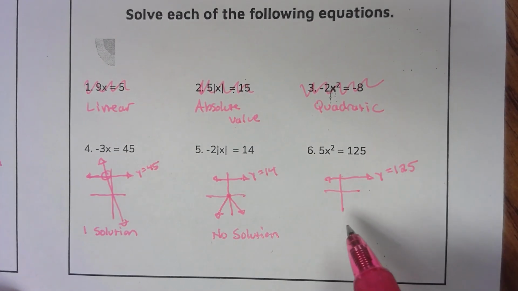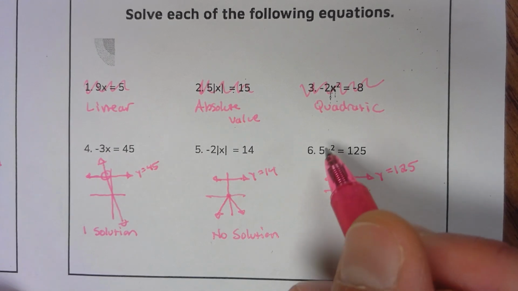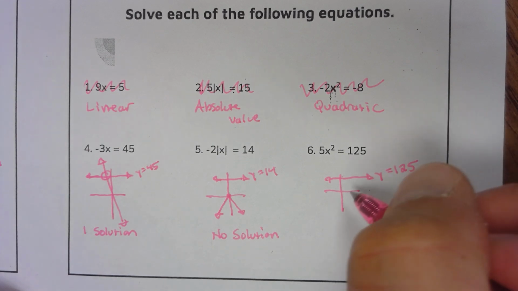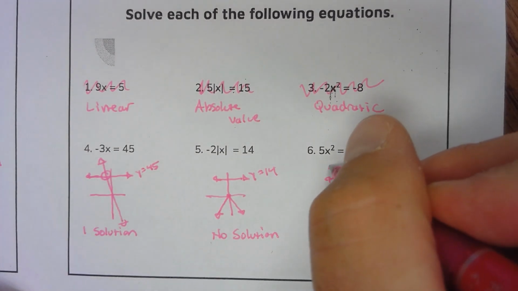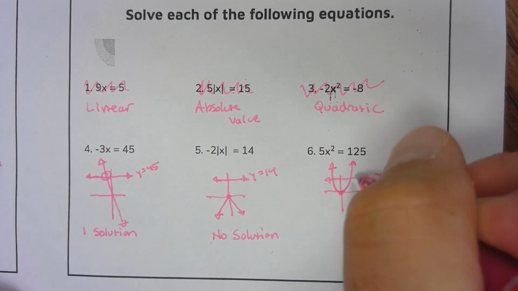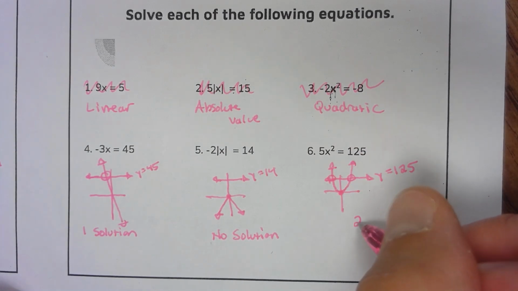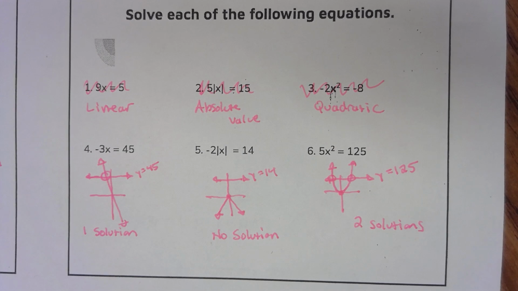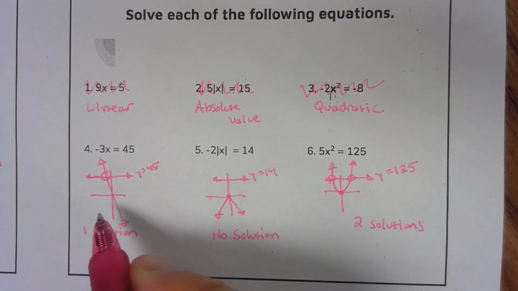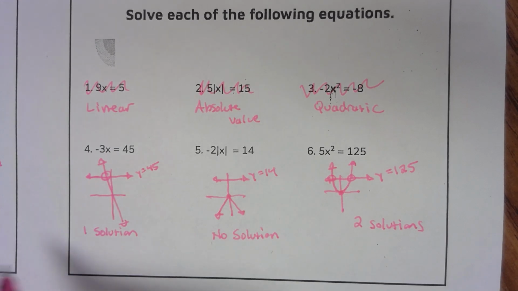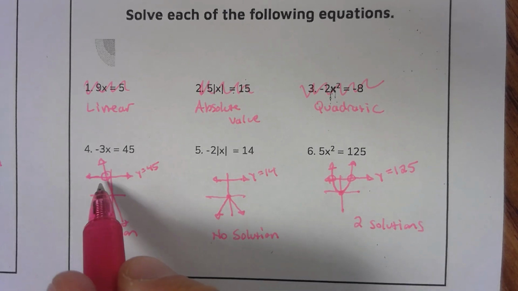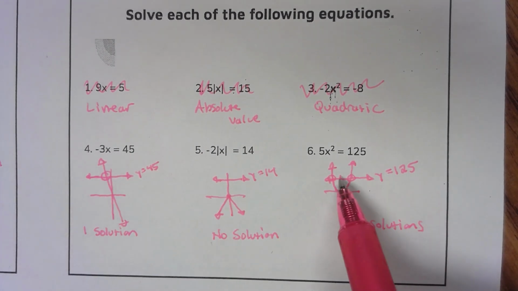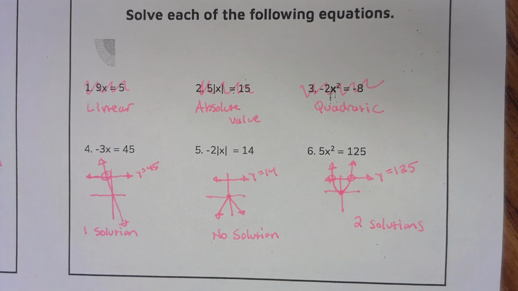Then 5x squared equals 125. 5x squared, that's a quadratic or a U-shaped graph with vertex at the center and it opens up. And now I'm seeing that there are two solutions. Okay, so is this necessary for solving? No, it's not. But what it's telling us is how many solutions we should get. And it gives us an idea, should our solutions be negative, or one negative and one positive, or should they just be positive?